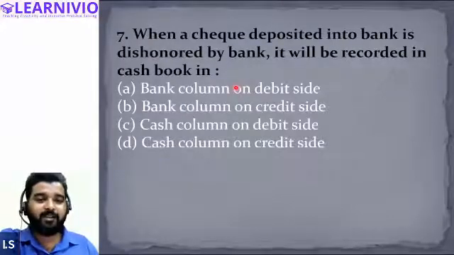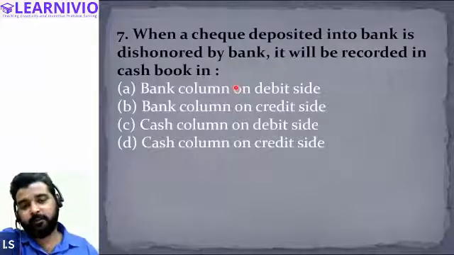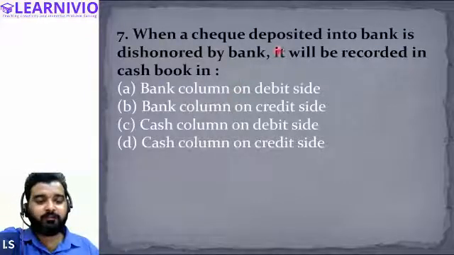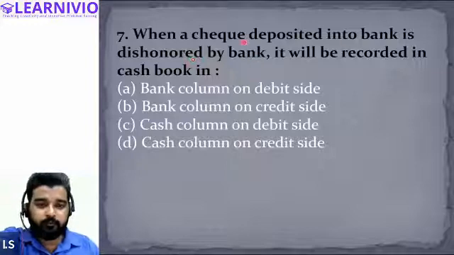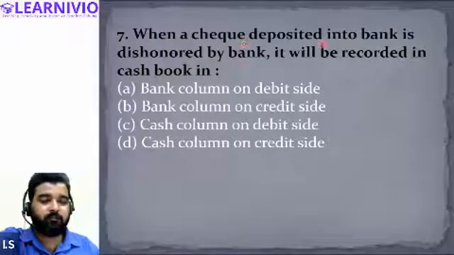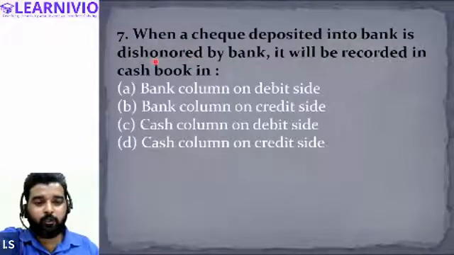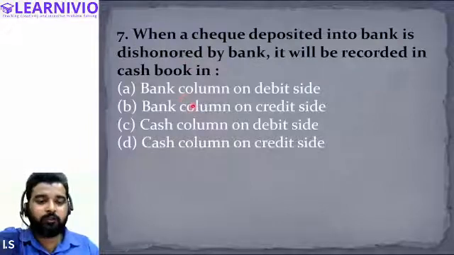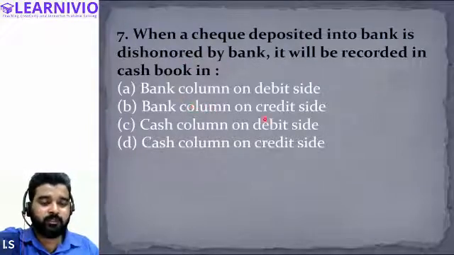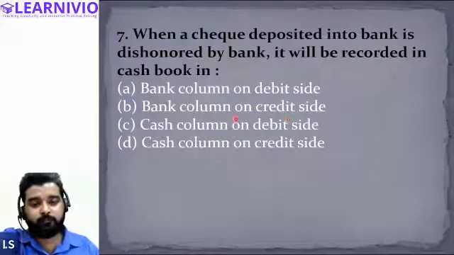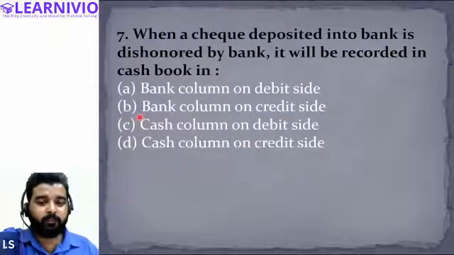When a check deposited into the bank is dishonored by the bank, it will be recorded in the cash book in. Tell me, when a check has been dishonored, basically what will happen? The value of the bank balance will reduce, right? Bank column on credit side. Correct. So when a check is dishonored by the bank, the total bank balance reduces. And for that, we will have to record the check on the credit side of the bank column. So option B will be the correct option: bank column on credit side.